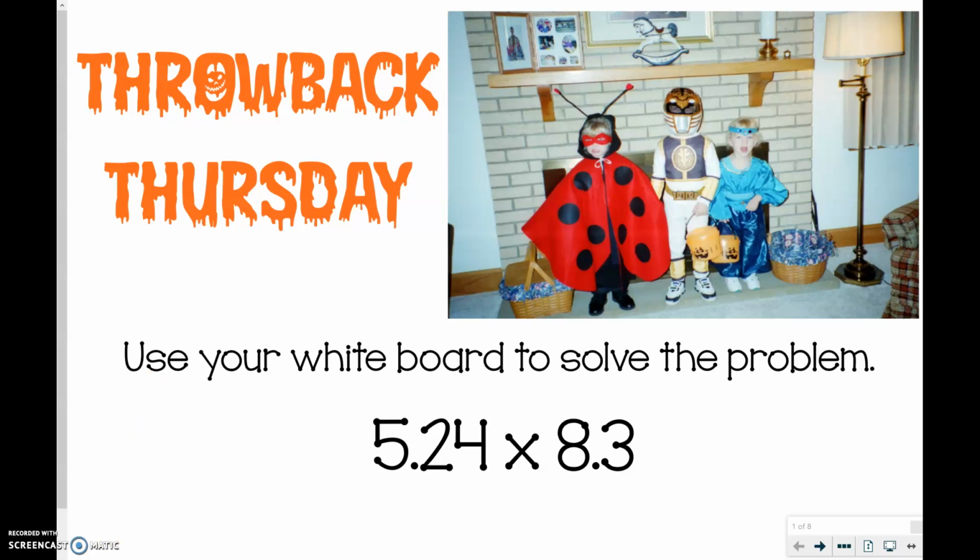So this is another costume picture I promised you that I had. This is me right here as the ladybug. My mom made that costume for me. It was pretty cool. My cousin Ryan is the white Power Ranger, and my cousin Lauren is Jasmine. We were all at my grandma's house getting ready to go trick-or-treating. Thought it was timely with Halloween just around the corner.